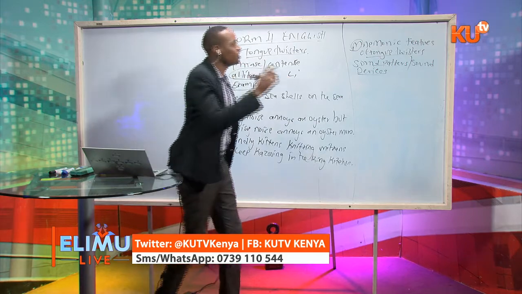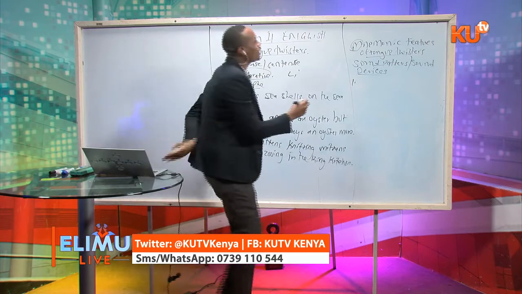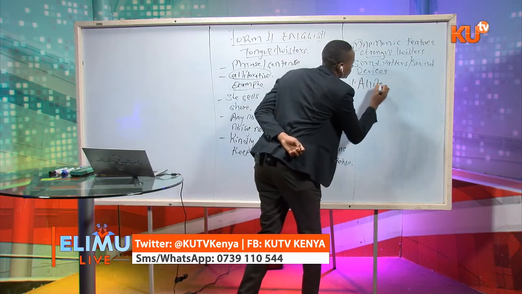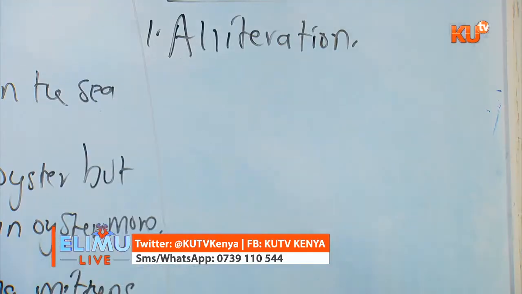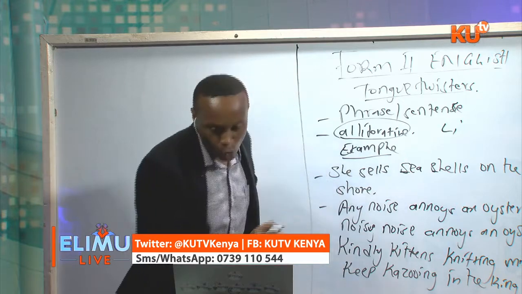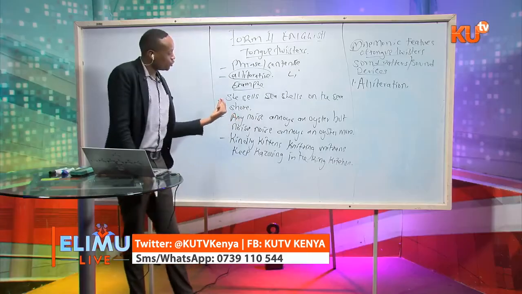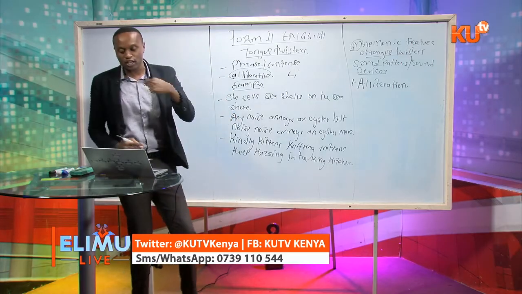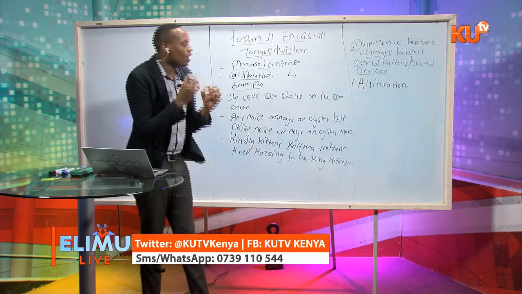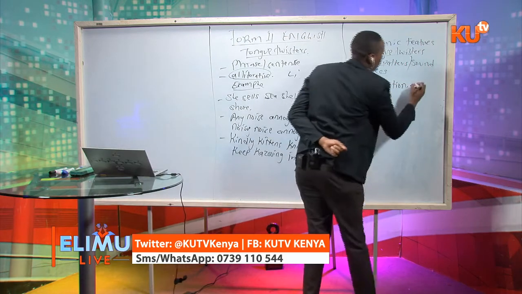So let us look at the first mnemonic feature of a tongue twister. And the first one is what we are calling alliteration. So what is alliteration? Maybe you might ask yourself, how is this alliteration coming about in these tongue twisters? When you talk about alliteration, it is the repetition of initial consonantal sounds in the beginning of nearby words. Not just any word, but words which are nearby.